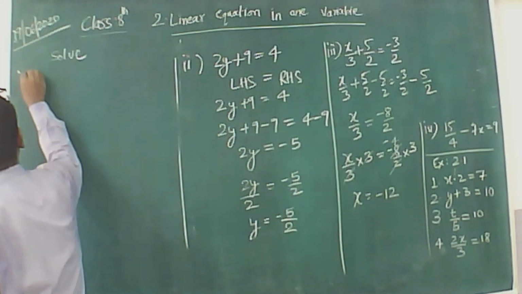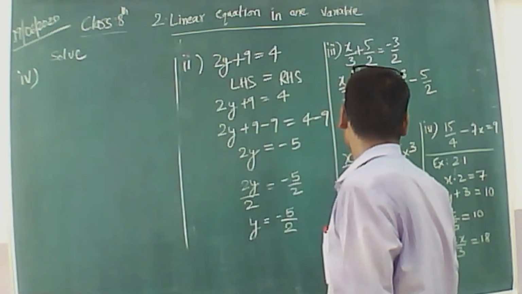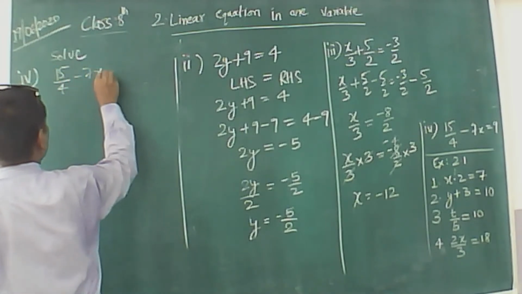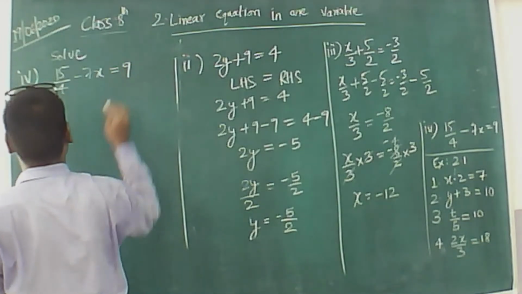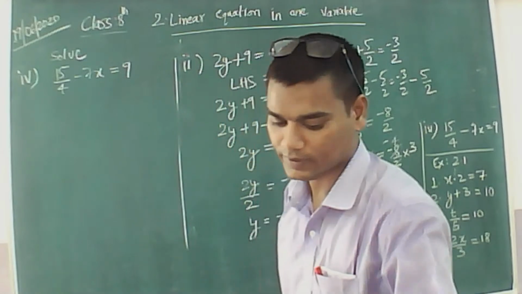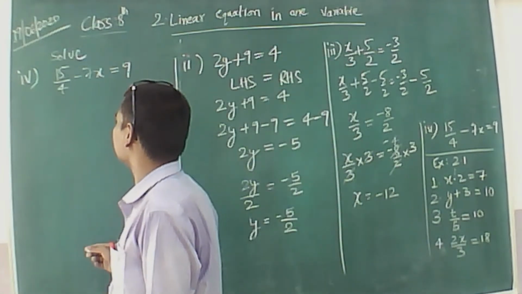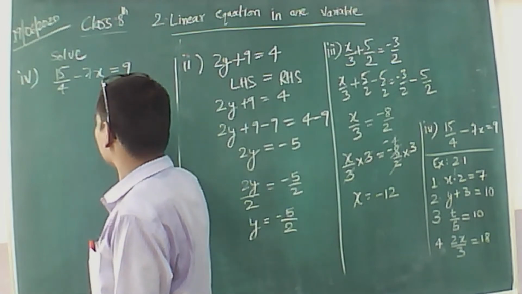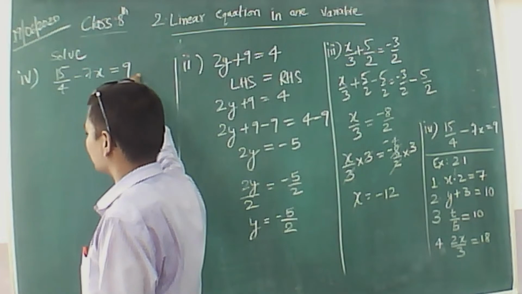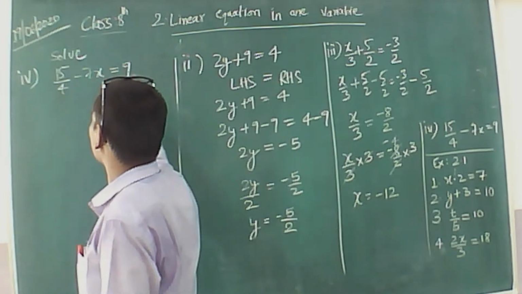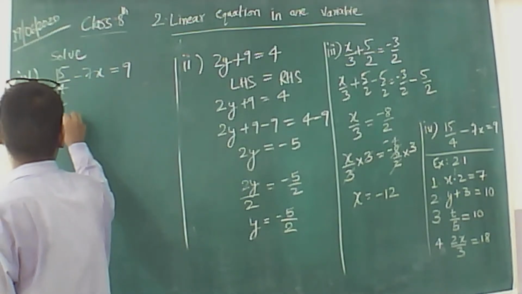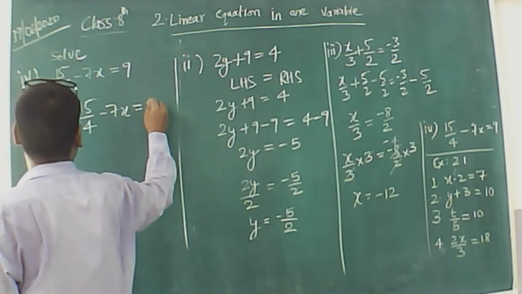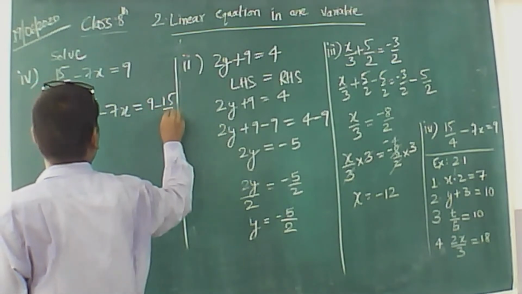Next question. 15 by 4 minus 7x is equals to 9. So here first we will subtract 15 by 4 from both the sides. So 15 by 4 minus 15 by 4 minus 7x is equals to 9 minus 15 by 4.